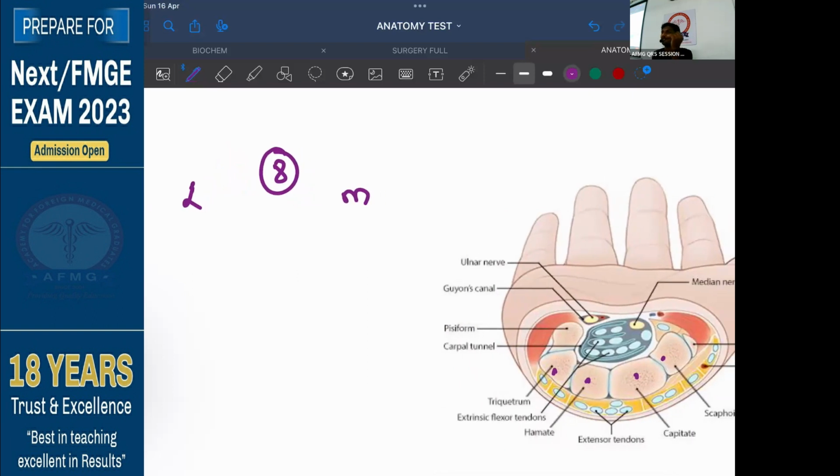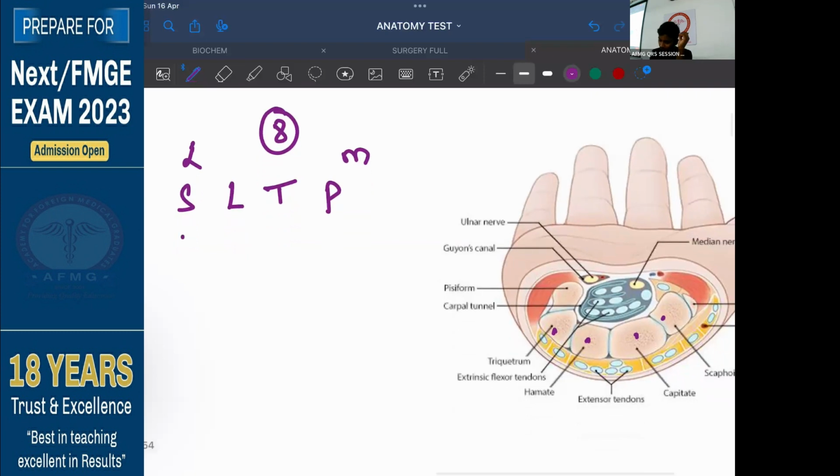अब bone के नाम भी बता दो. She looks too pretty, try to catch her. S for scaphoid, L for lunate, T for triquetral, very good, and P for pisiform. Try to. T for trapezium, T for trapezoid. ठीक है? Then she looks too pretty, try to catch her. C for capitate and H for hamate. No issues with this, anybody?